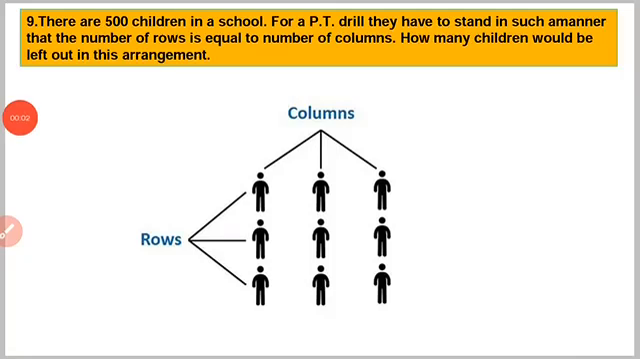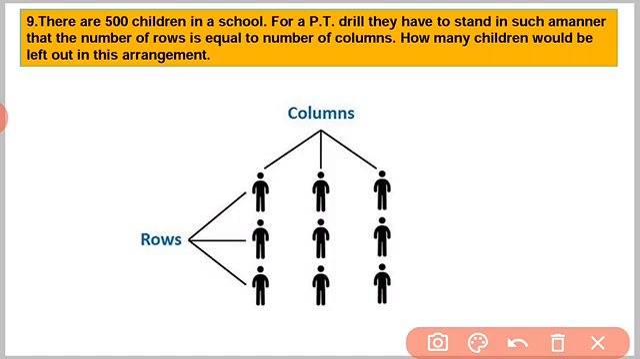Question number 9. There are 500 children in a school. For a PT drill, they have to stand in such a manner that the number of rows is equal to number of columns. How many children would be left out in this arrangement? Please note, here we have to find the number of students that will be subtracted from total number of children.